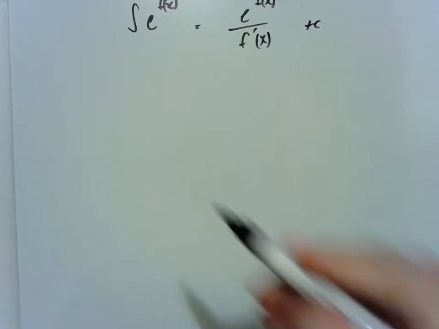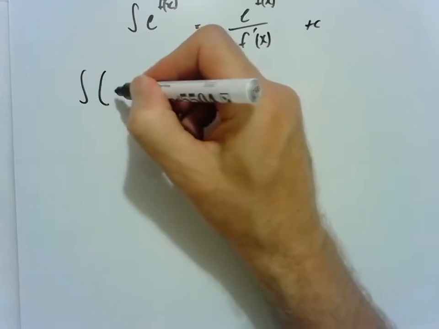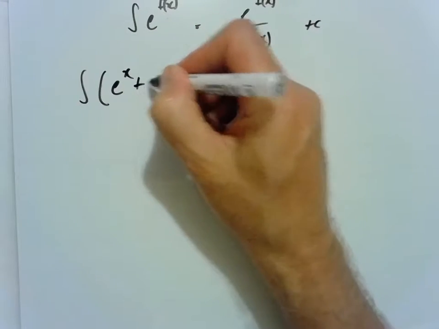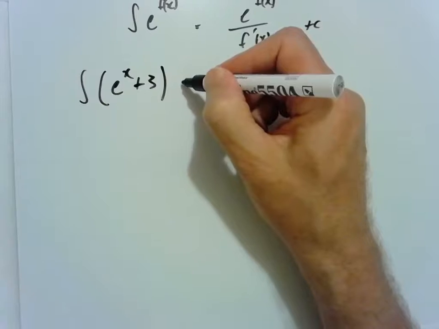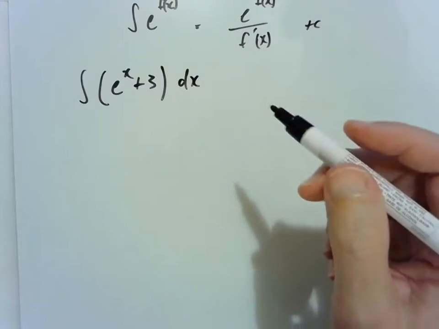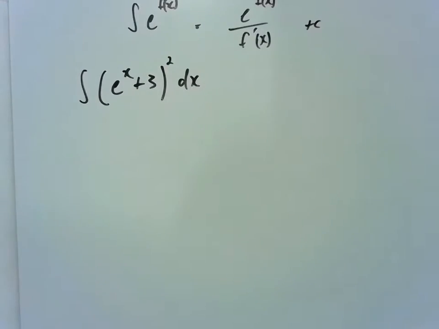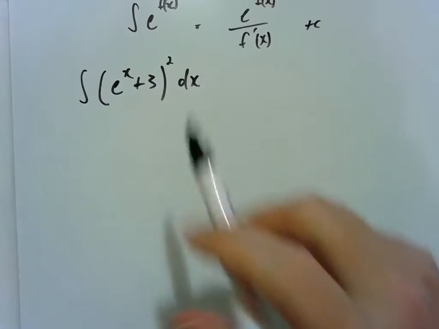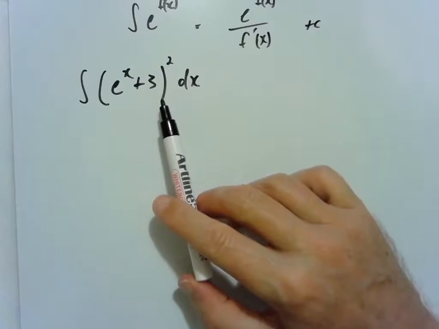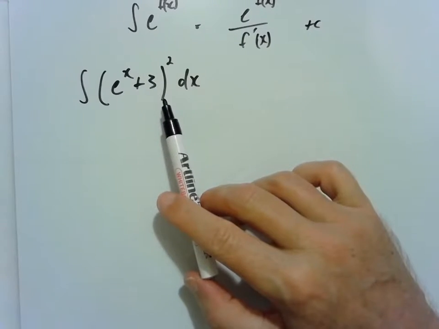Let's go to the next one. I've got to get a little bit harder. Let's go, squared. So we start to think to ourselves that this is that silly opposite of the chain rule thing.